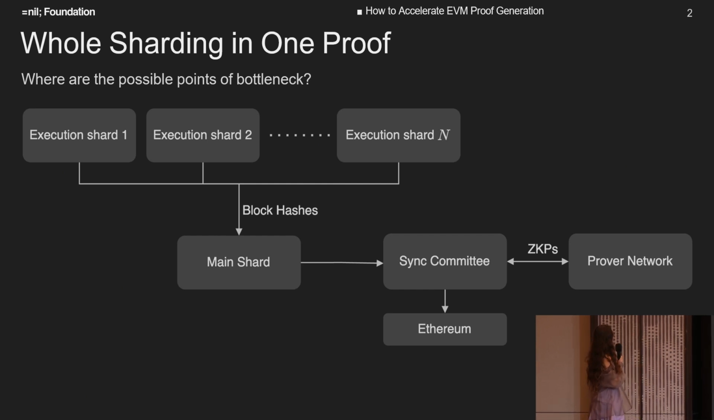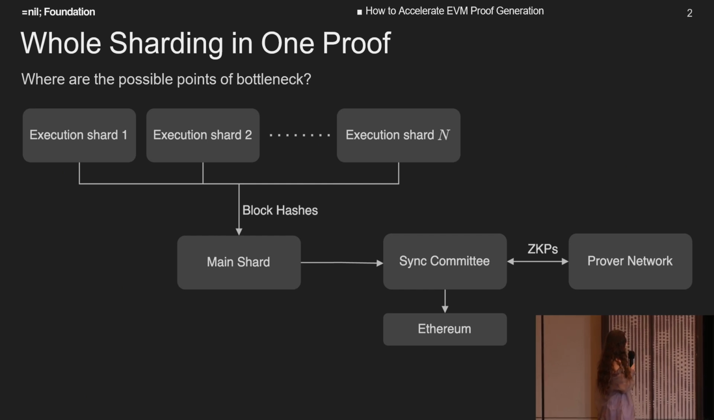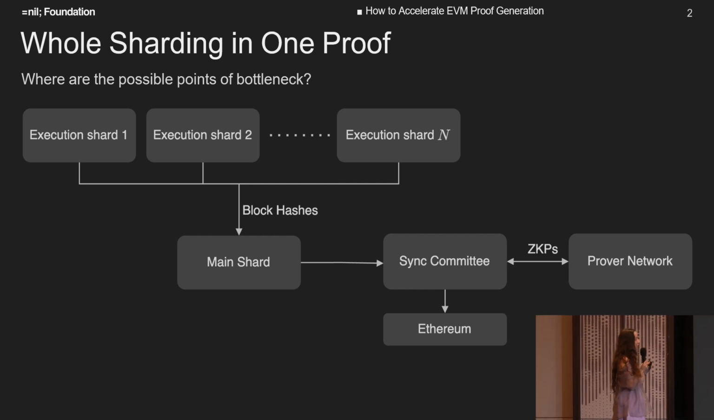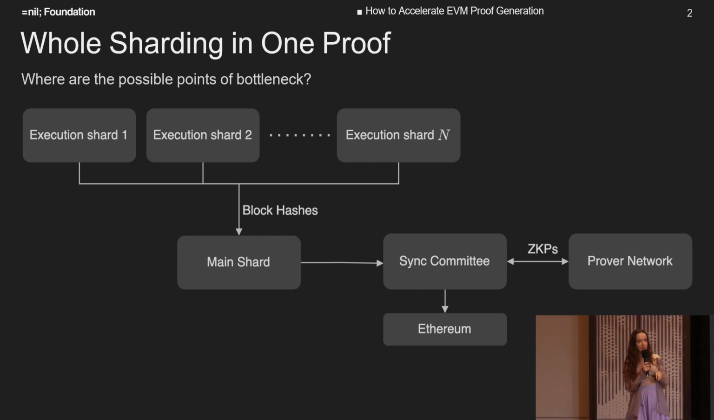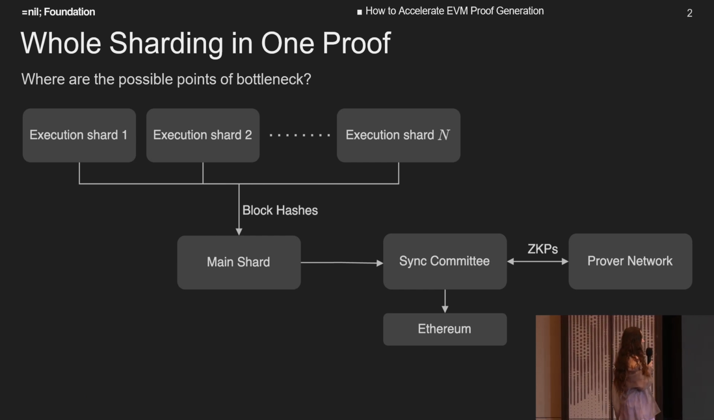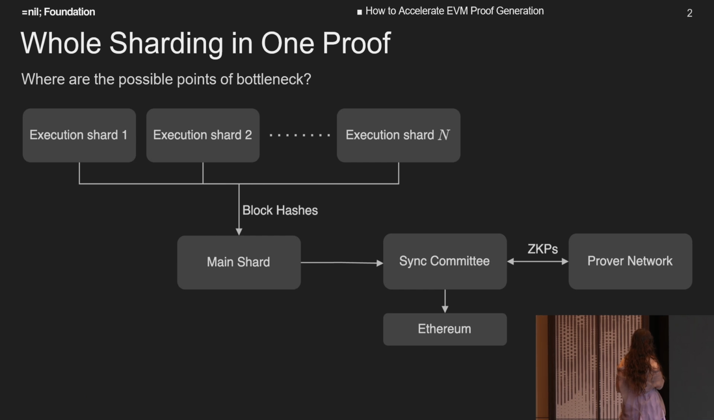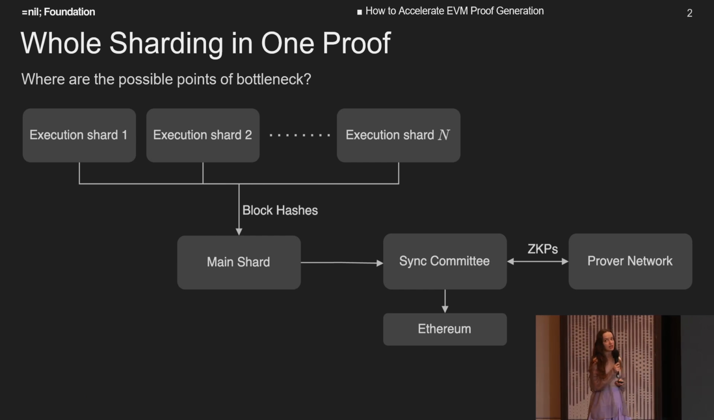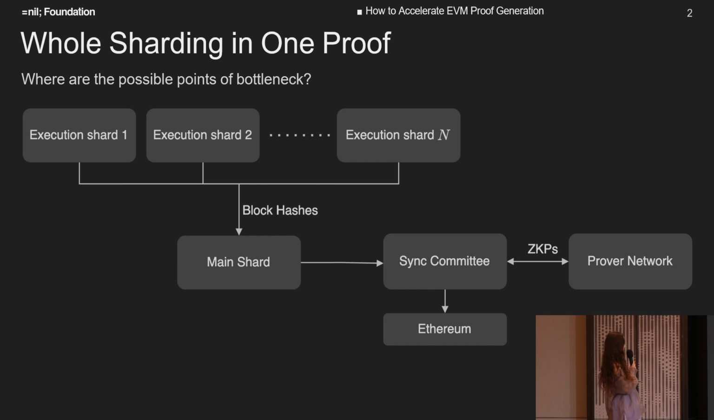When an execution shard generates a block, it sends the block hash to the main shard. The main shard accumulates it and publishes a new block. And when the SYN committee observes it, it starts the prover network and gets a proof. And when this proof is obtained, it will be sent to the Ethereum side and verified via an Ethereum smart contract.